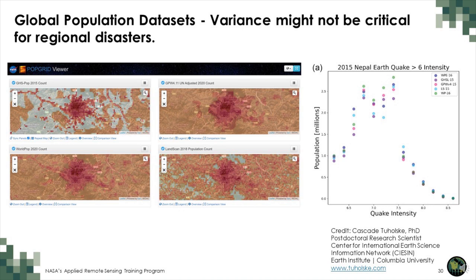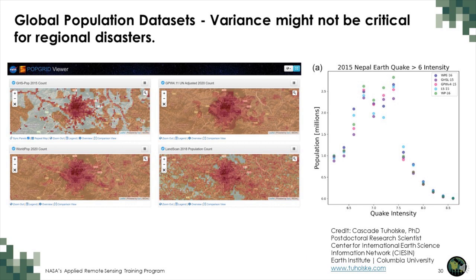So that being said, bringing it back to population data sets directly, here's some research that was done by Cascade Tucholsky looking at the exposure of various population data sets to ground motion. It's called quake intensity down here. It goes from 6.5 to 8.5. And if you look in aggregate at the population exposed to each of the bins in here, you'll see that it doesn't vary that much over the level of about 7.5.